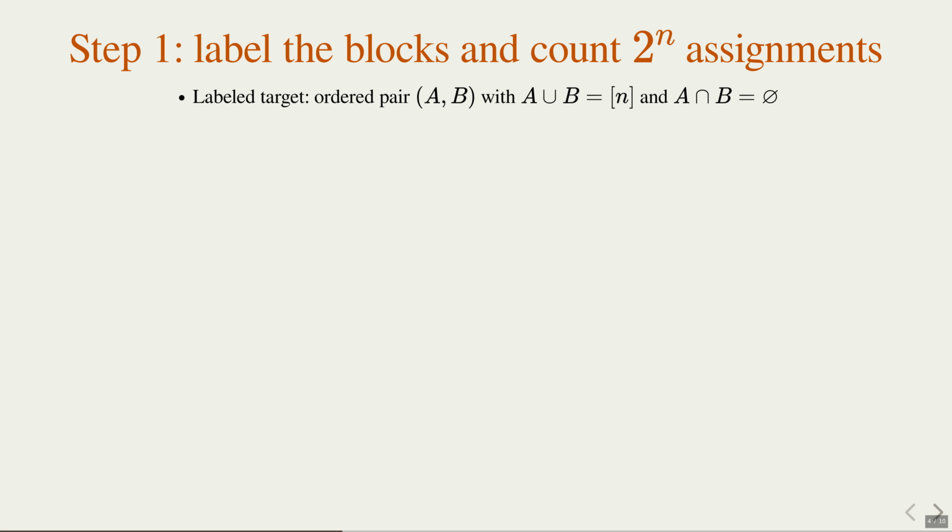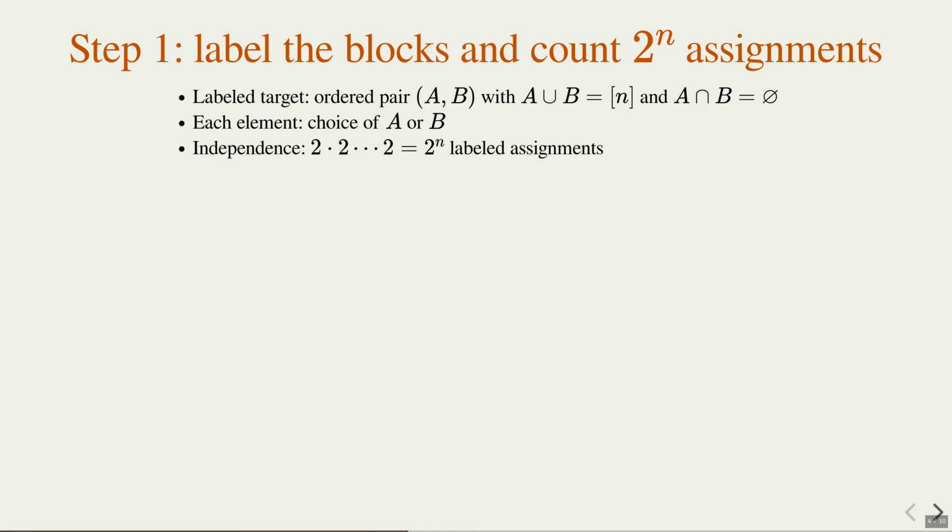Pretend the 2 blocks are labeled, so we can assign elements one by one with no ambiguity. When I say labeled, I mean we care which block is called A and which is called B. Together they cover the whole set and they do not overlap. Now comes the key simplification. For each element, you make a simple two-way choice. Nothing depends on earlier choices. Multiply 2 choices for element 1, 2 choices for element 2, and so on for n elements total. That gives 2 to the n labeled assignments.